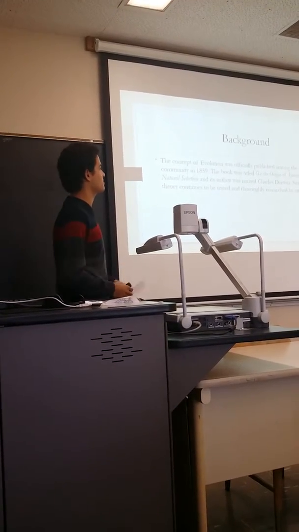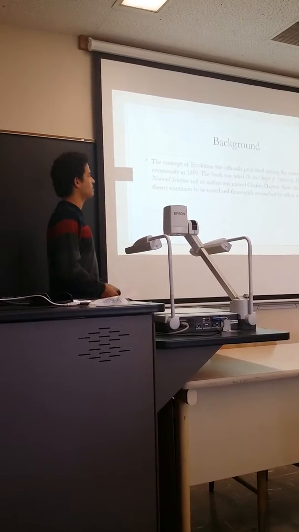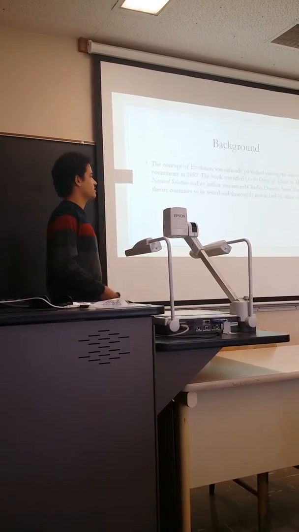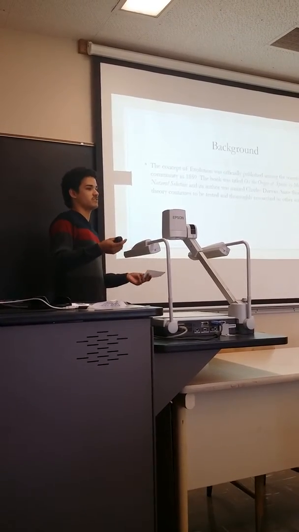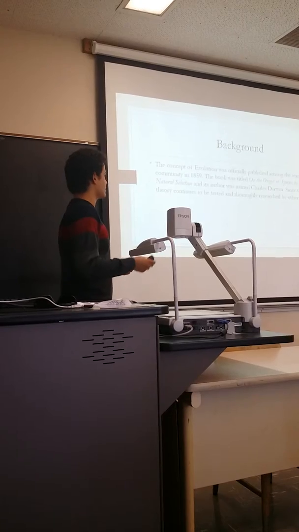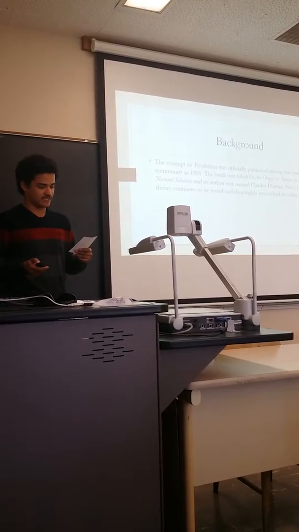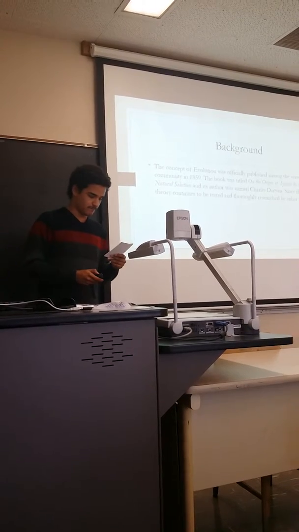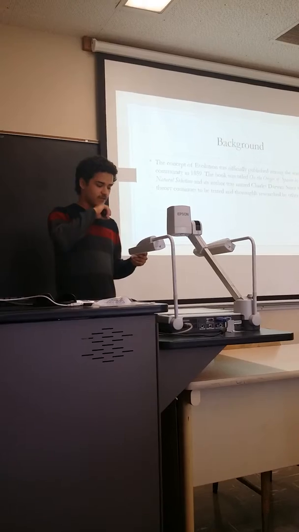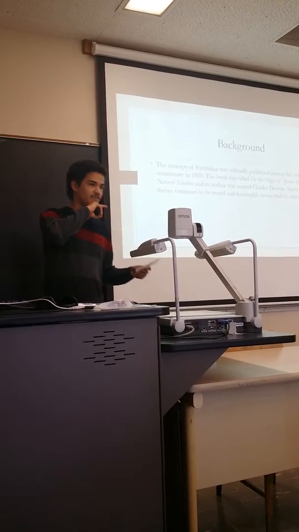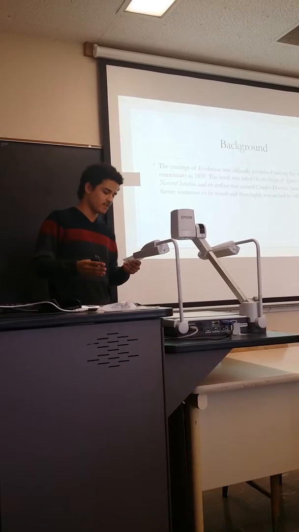The concept of evolution was officially published among the scientific community in 1859. The book was entitled "On the Origin of Species by Means of Natural Selection," and its author was named Charles Darwin. Since then, the theory continues to be tested and thoroughly researched by various scientists. So evolution is a theory of how organisms like you and I have changed and just continue to change over a certain period of time.